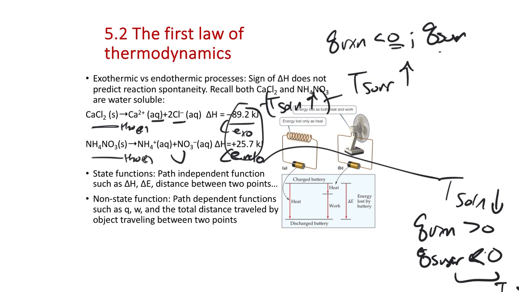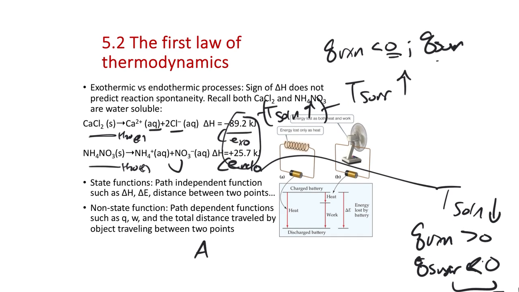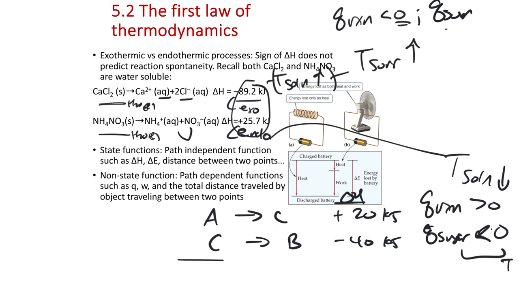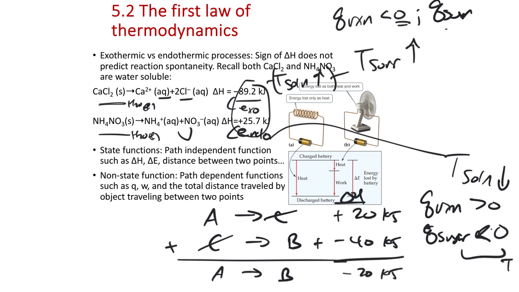And so delta H and delta E are path-independent, meaning if you go from A to C and then from C to B, that energy change, let's say the A to C path is plus 20 for the delta H. So it goes upward by 20, and let's say C to B is minus 40. And so C to B goes down by 40. And so then you know that if you add these up, C cancels, and A to B, because we're summing up these reactions, should be minus 20 kilojoules. And if that's not true, then we're violating the first law of thermodynamics.